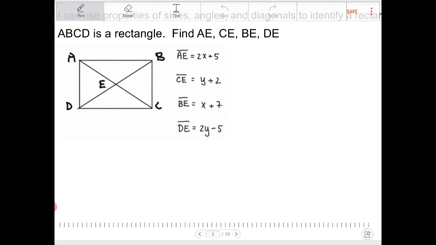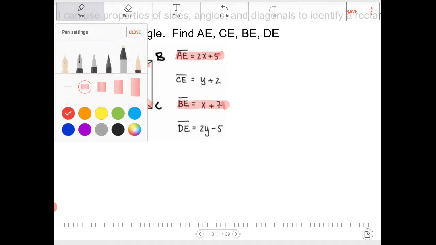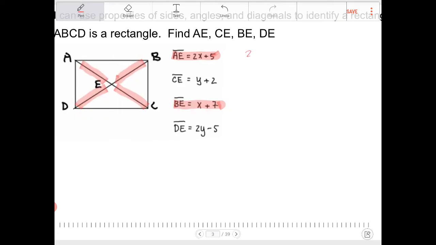Pause the video for a moment to see if you can figure this out on your own. So hopefully you had some time to think about this. Let's take a look at the information. I know that in a rectangle, all the diagonals are congruent and the diagonals bisect one another. So I can say that AE is going to be congruent to CE, which is congruent to BE, which is also congruent to DE. Because each of these are congruent, I can say AE will equal BE. So 2x plus 5 will equal x plus 7.